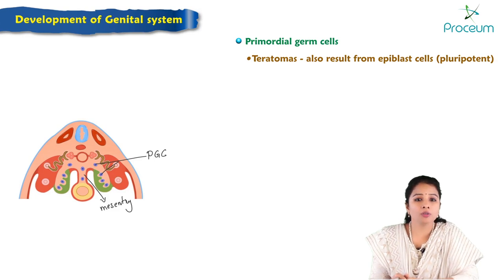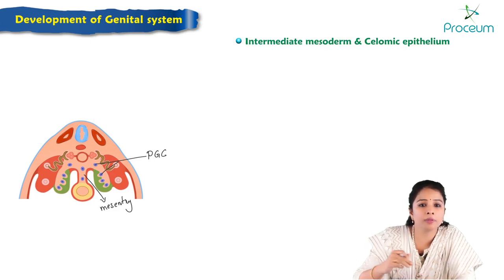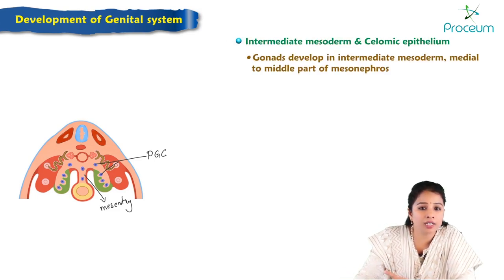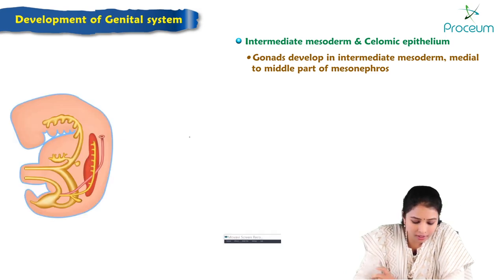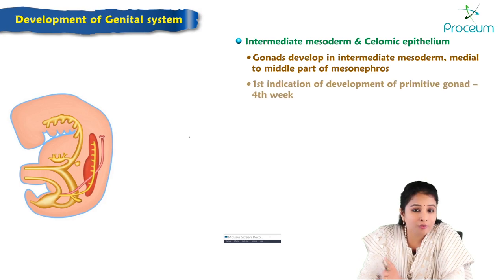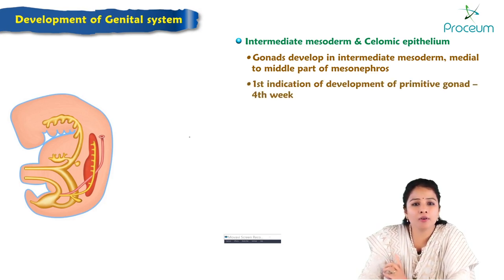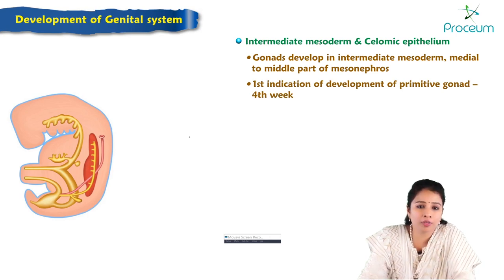So moving on to the coelomic epithelium. The gonads develop in the intermediate mesoderm, medial to the middle part of the mesonephros. So here is the mesonephros. Let us see the further changes in this intermediate mesoderm. The first indication of development of the primitive gonad is seen at about the fourth week.